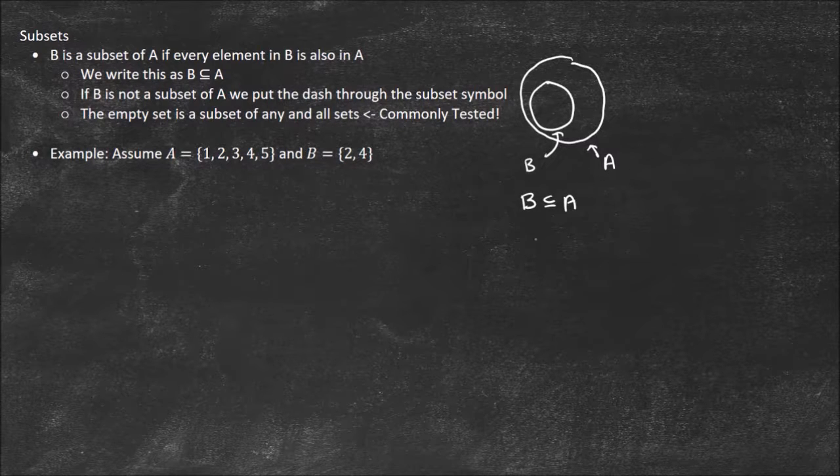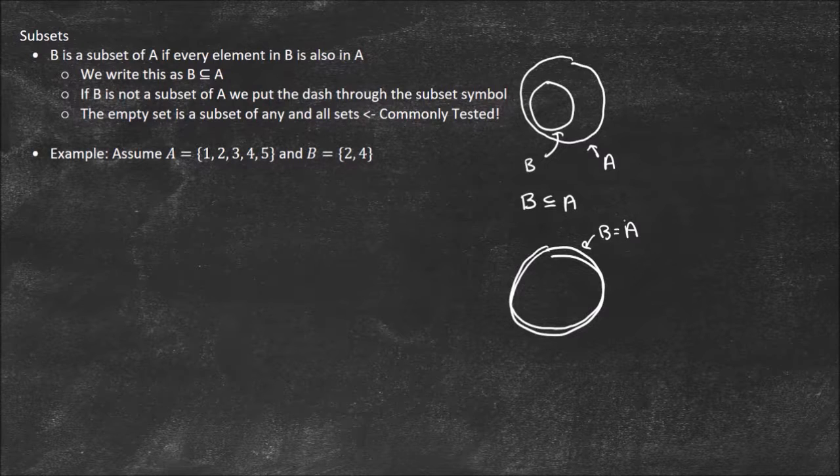But what I want you to also notice is what if they were the same size? So if B was here and then A was here, so same circle, so B equals A in this case, they're the same set. Would we also call it a subset? Well, based on this definition, B is a subset of A if every element in B is also in A. Well, that's still true. So B is still a subset of A. So that's an important part to know, is that they can be equal.